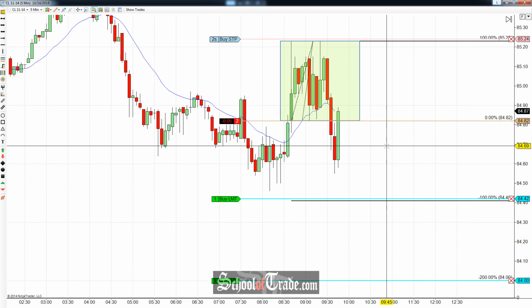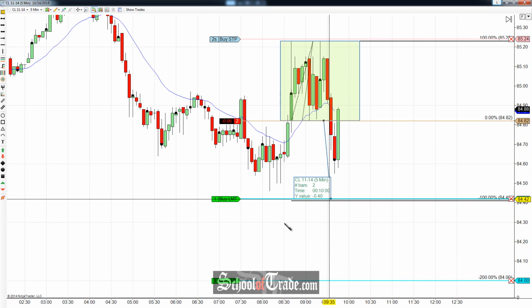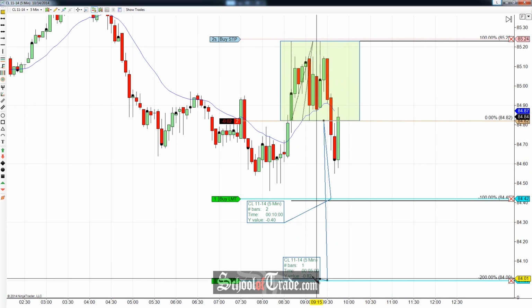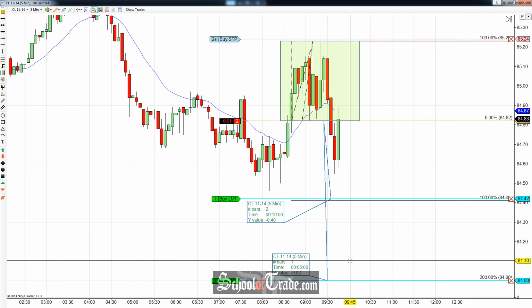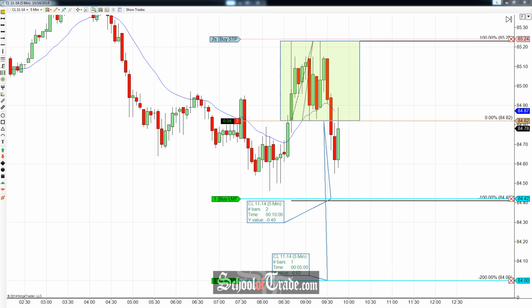So right now we're short two contracts at 84.82, looking at our first target, 84.42. That's going to put us at 40 ticks. Looking for the second target down here at 84 currently, at least, for another 82. So that puts us at 122 ticks total that we're looking for on the trade, and then we'll see.